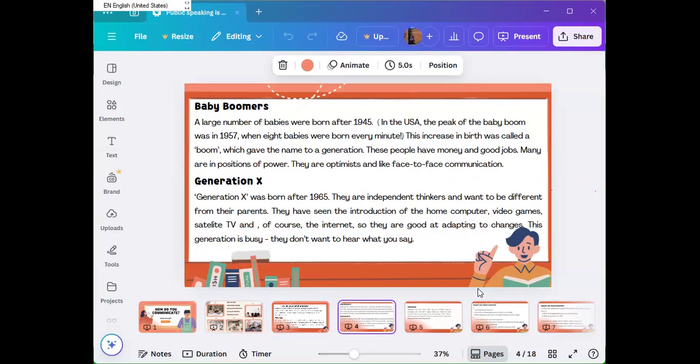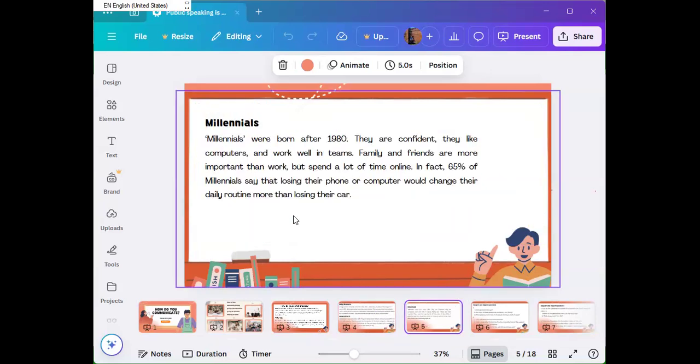The next one, I have something to show you. After Generation X, what generation will come? Okay, here are maybe our sibling generations. Millennials were born after 1980, maybe 1980 to 1997. We call them millennials. After millennials, it becomes Generation Z. Generation Z started from 1997 to 2012, right?